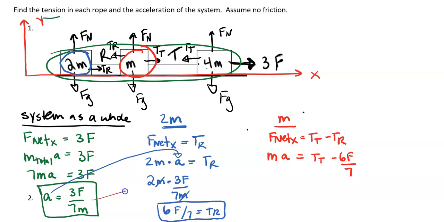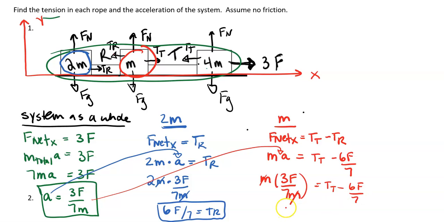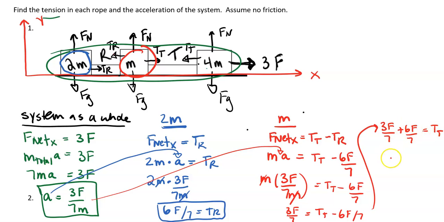Okay, A, again, we know that is going to be 3F over 7M. Cool, M cancels. So we have TT minus 6F over 7. So now we got 3F over 7 equals TT minus 6F over 7. Okay, so let's add 6F over 7 to both sides. So we have 3F over 7 plus 6F over 7 equals TT. So that is going to be 9F over 7 equals TT. Cool, we got it. Okay, so we've just found TT.